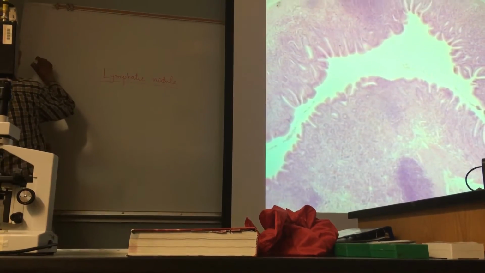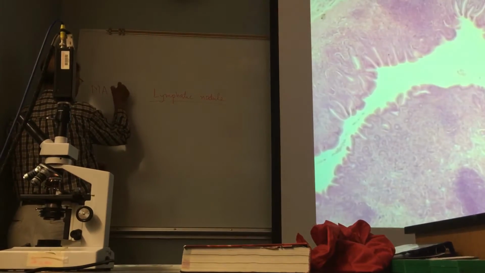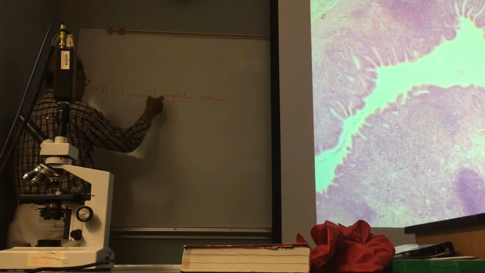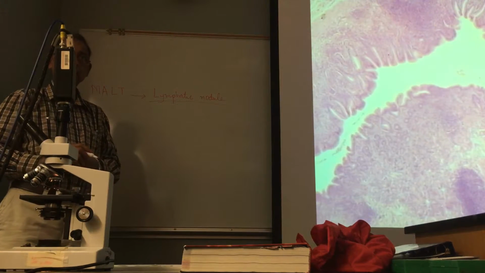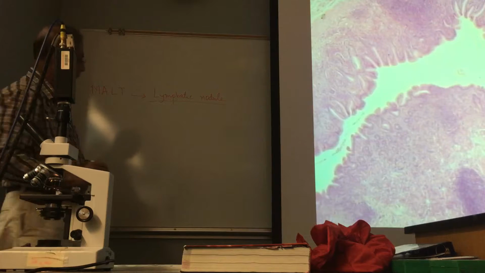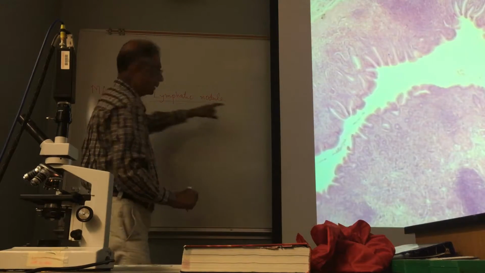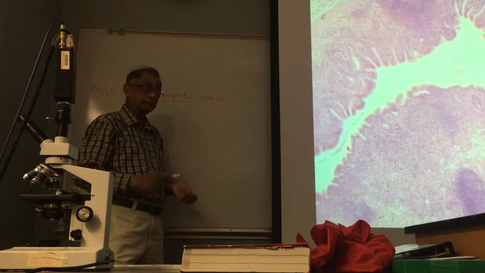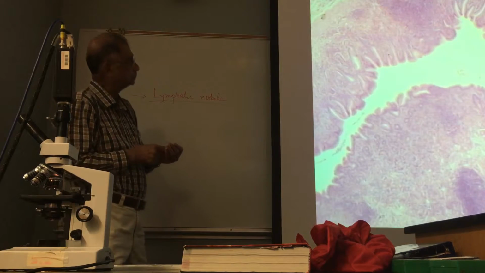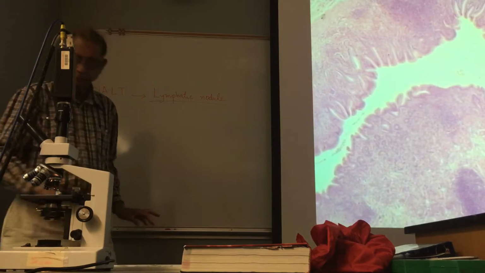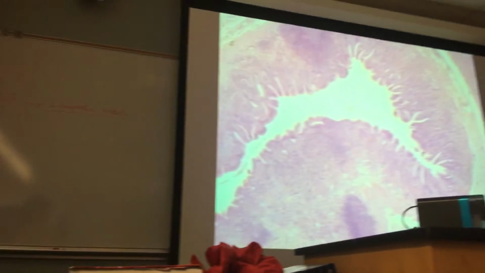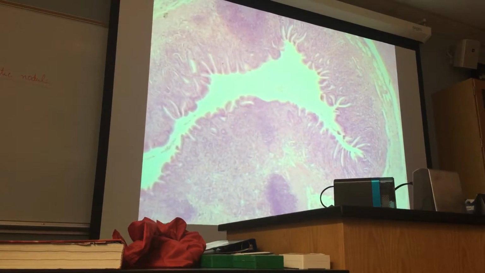So MALT, mucosa-associated lymphatic tissue, is a lymphatic nodule. Okay? You can identify either that as MALT or lymphatic nodule. Both would be correct.